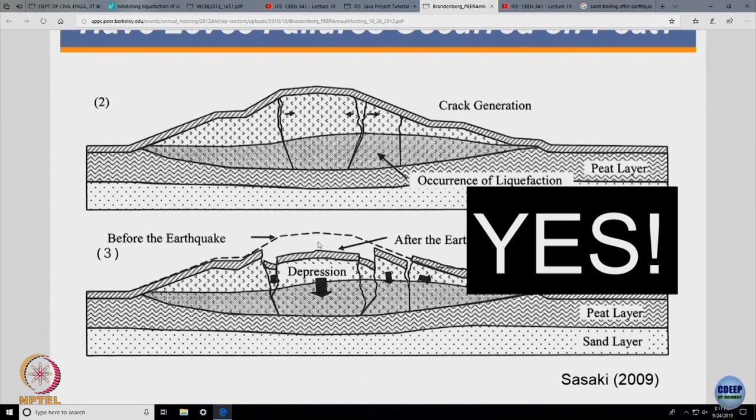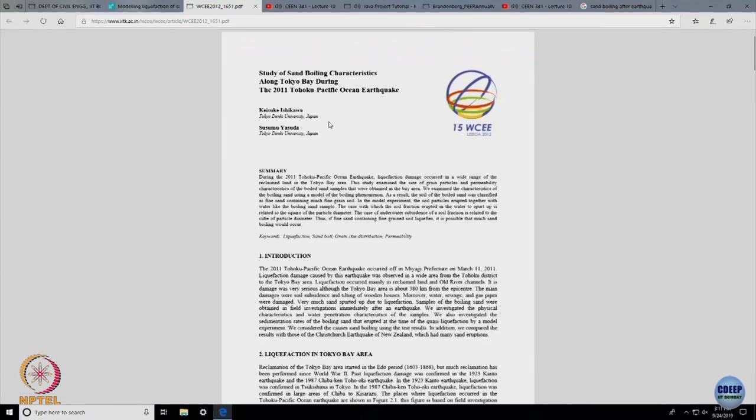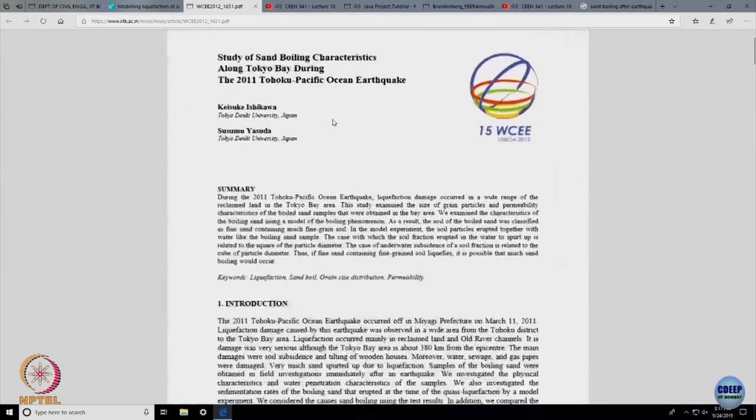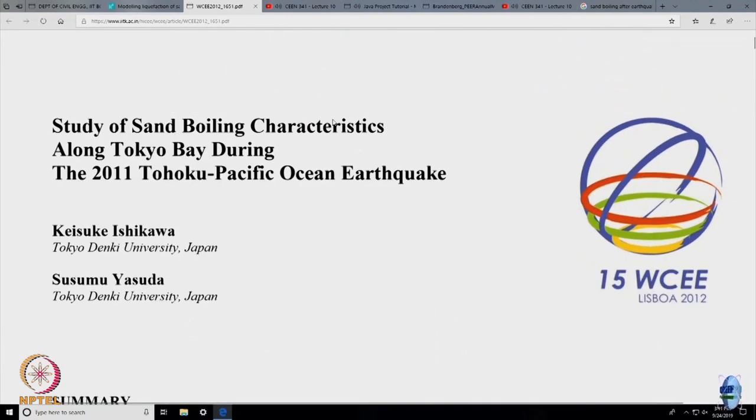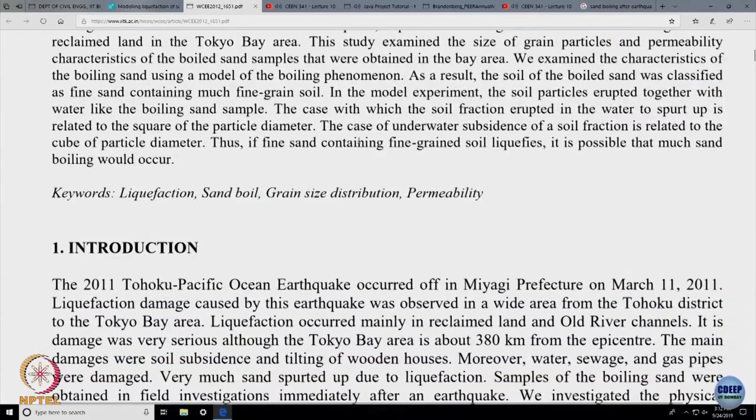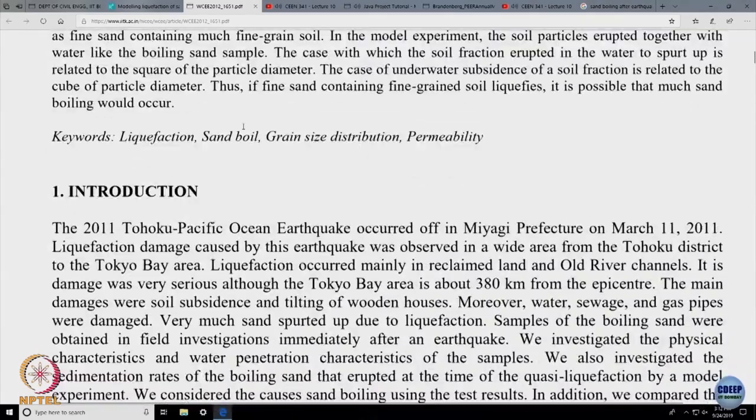We have to define a few terms, like what the hydraulic gradients are and what the seepage force is which is acting on the system. There is an interesting paper you should go through, those of you who are interested: in 2011, when the earthquake occurred in Japan, how sand boiling characteristics were modeled. Everything comes from the basic principles like liquefaction, sand boiling, grain size distribution and permeability.